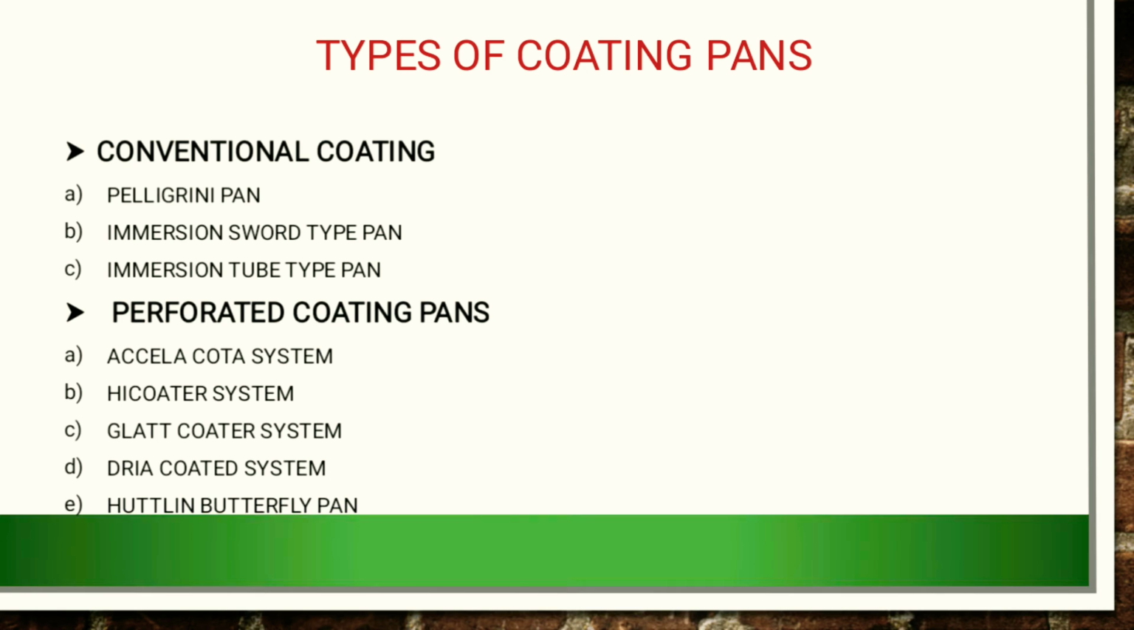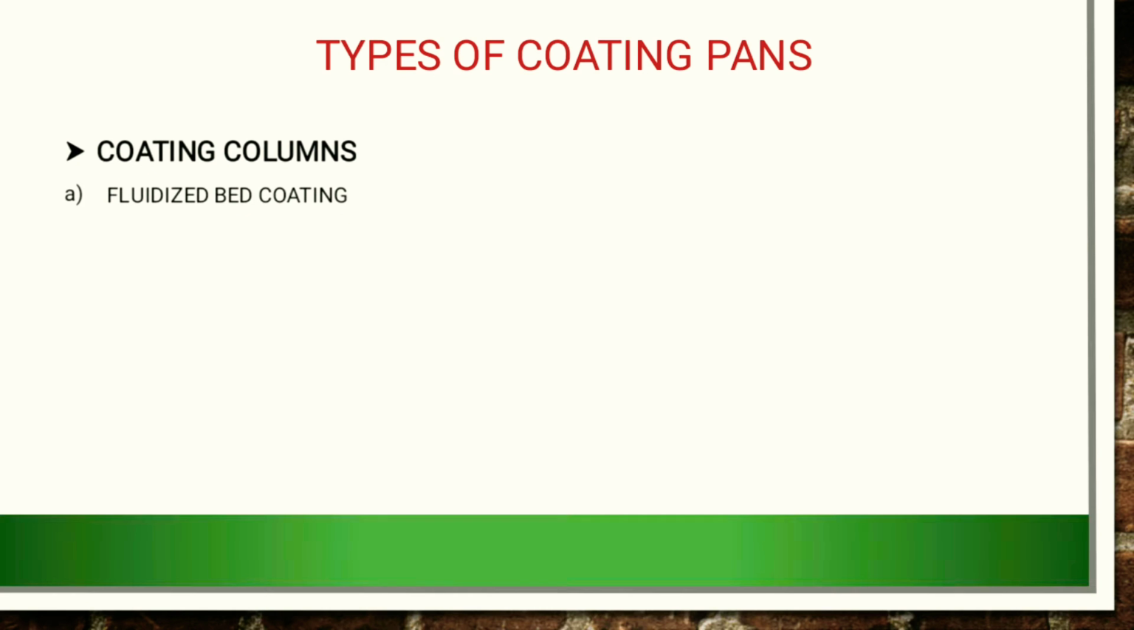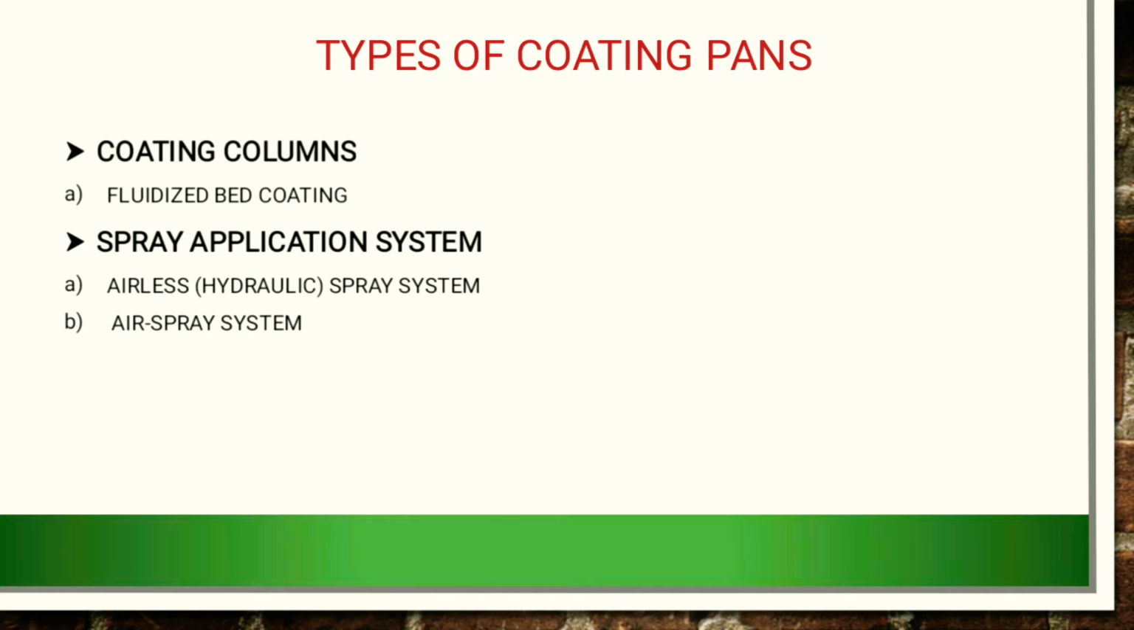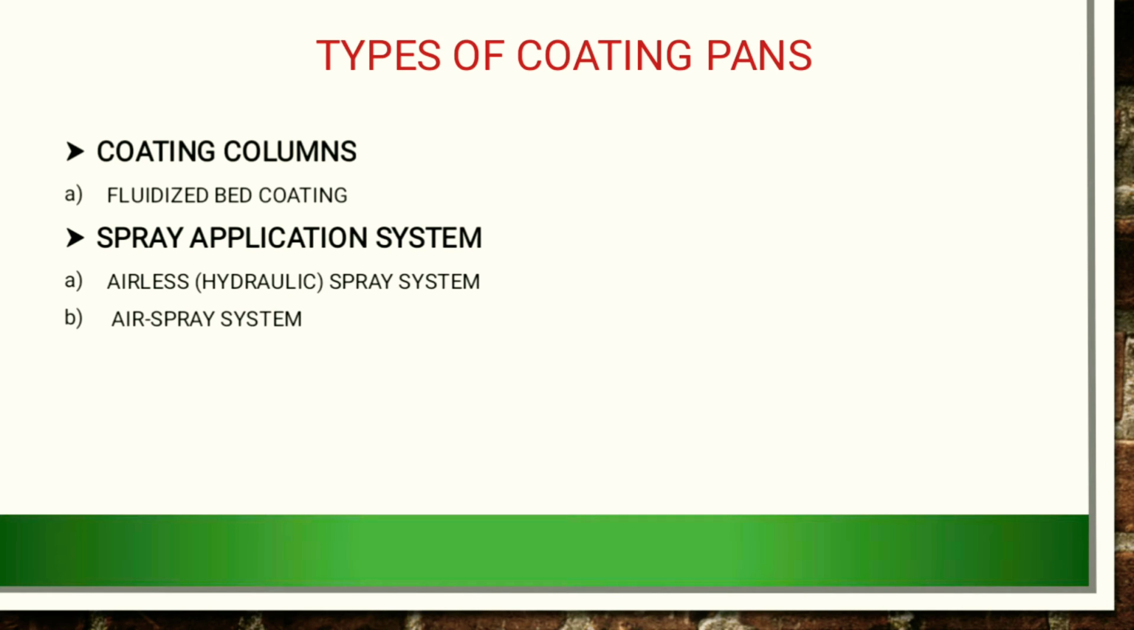Then the next one is perforated coating pans. Perforated coating pans include the first one, Accela Cota system, then Hi-Coater system, then Glatt Coater system, then Dria Coater system, and the next one is Huttlin Butterfly pan. Then the next one is coating columns. Coating columns include fluidized bed coating. Then the next one is spray application system. Spray application systems of coating pans include airless spray system and air spray system.